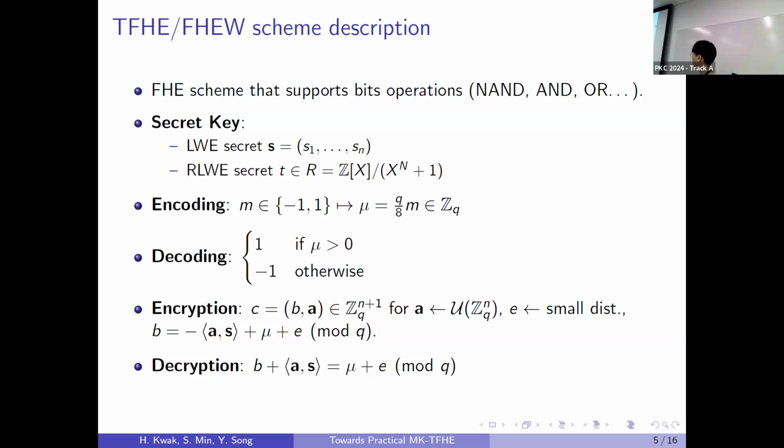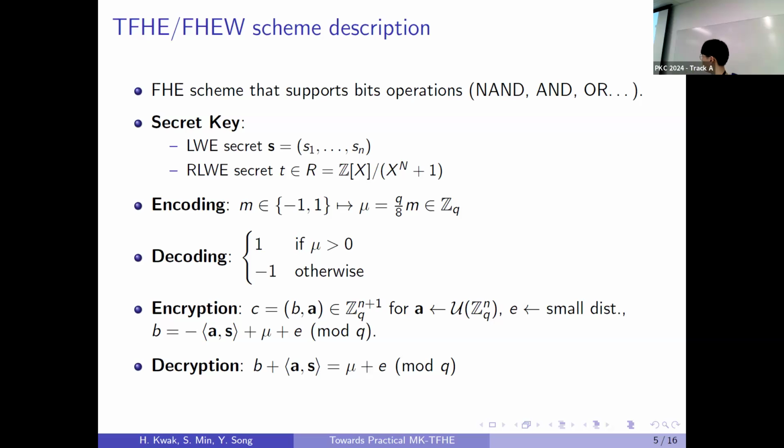Now, let me start by describing the TFHE scheme. It is an FHE scheme which supports bit operations such as NAND. It has two types of secret keys, an LWE secret as a vector and an RLWE secret T. To encode a single bit, -1 or 1, we can simply multiply Q over 8 to the message. And to decode it, we can simply check if it is positive or not.